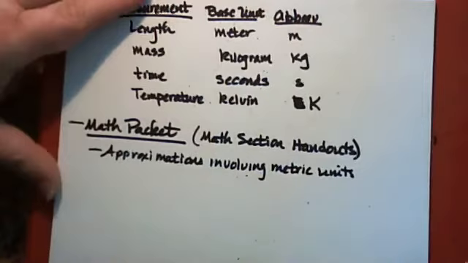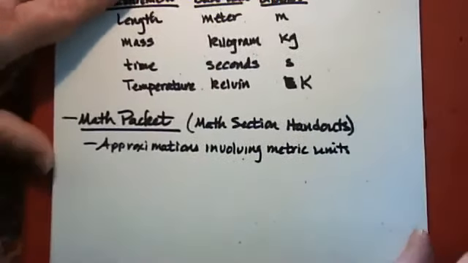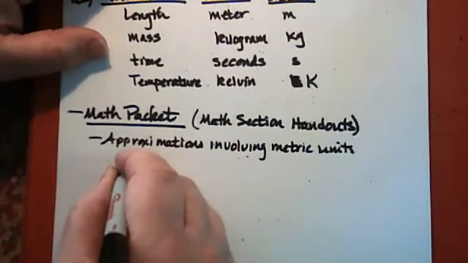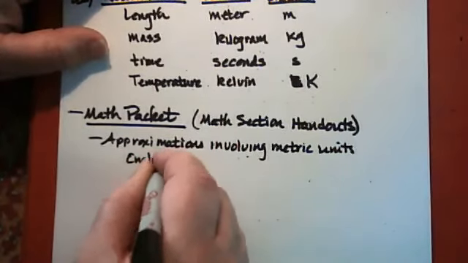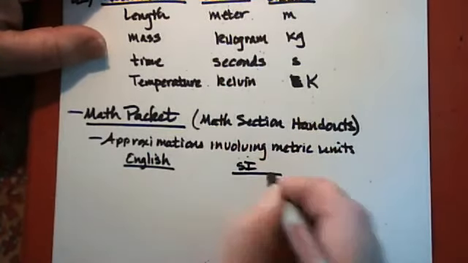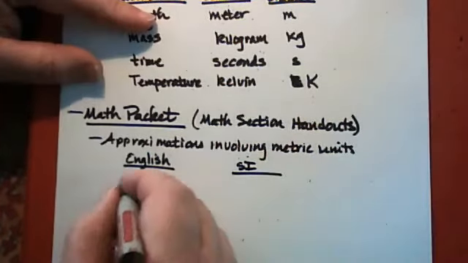And so we need to look at some approximations involving metric units. That's what this is up at the beginning. So we'll have some English systems and some SI units.